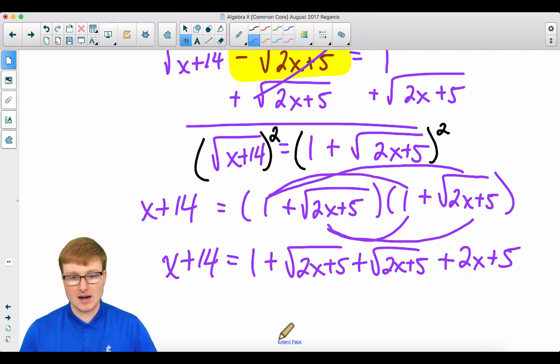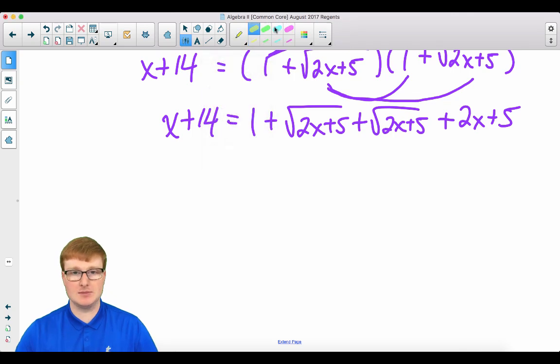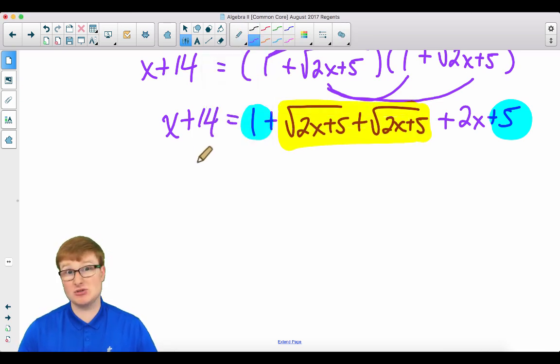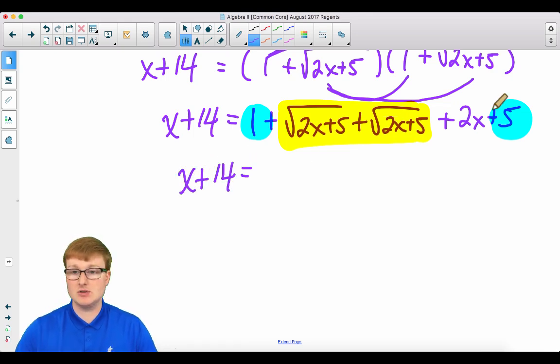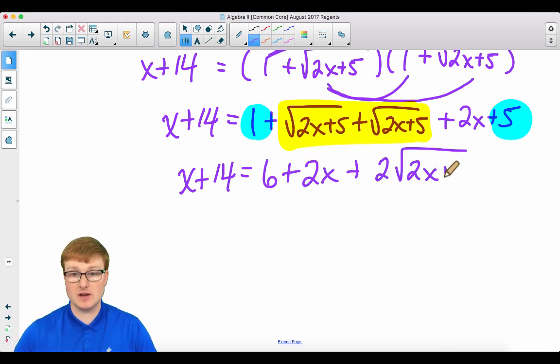So now I'm going to combine like terms. It's getting a little bit cleaner, but we're not quite there yet. I can combine the 5 and the 1, the 2x is by itself, and I can combine these two things over here. Those are both the same thing, so I can just throw a 2 in front of one of them. So this is x plus 14 is equal to 5 plus 1, which is 6, plus 2x, plus 2 times the square root of 2x plus 5. All right, a little bit cleaner.